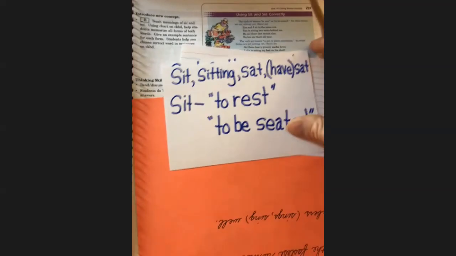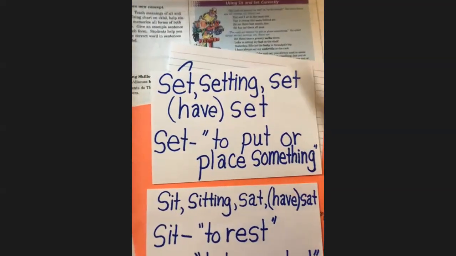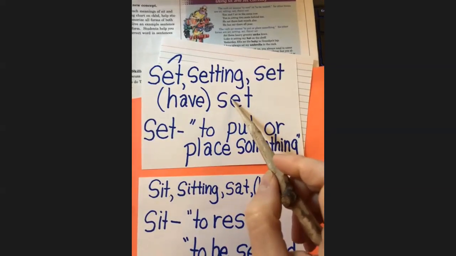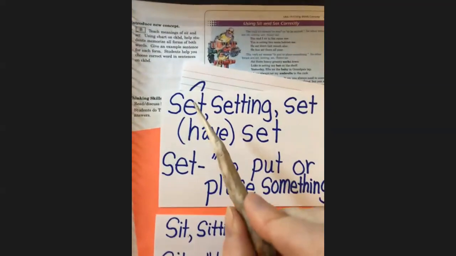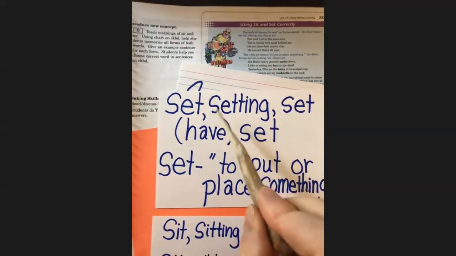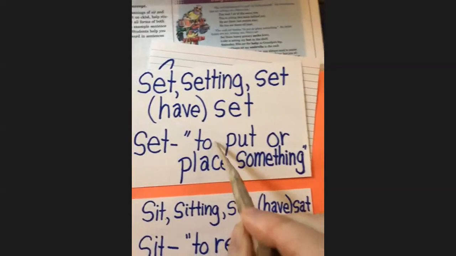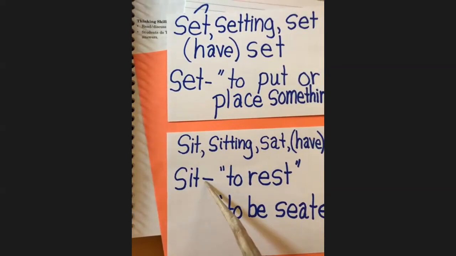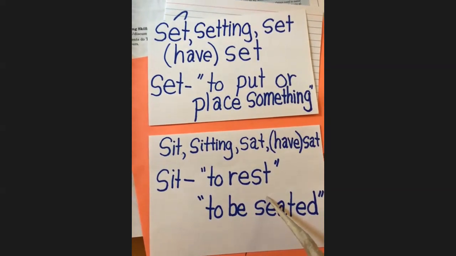To be seated, not to be confused with set. What does set mean? Set, setting, set, have set, as opposed to sit, sitting, sat, have sat. Set is a completely different word than sit. What does set mean? To put or place something. What does sit mean? To rest, to be seated.